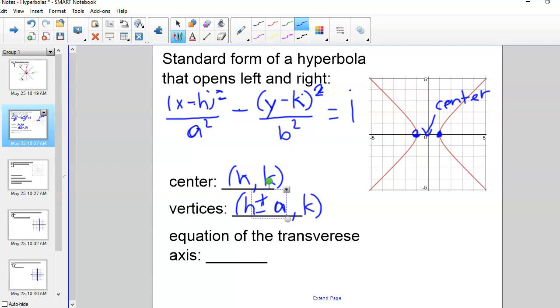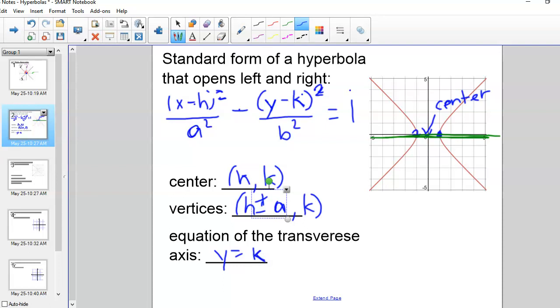Okay, and then the equation of the transverse axis is going to be the one that passes through the center. So that transverse axis is this axis right here on the graph, and it passes through the center, and it's a horizontal line for these types of graphs. A horizontal line is a y equals equation, and so y is going to equal k in this case, because the y coordinate of your center is k.